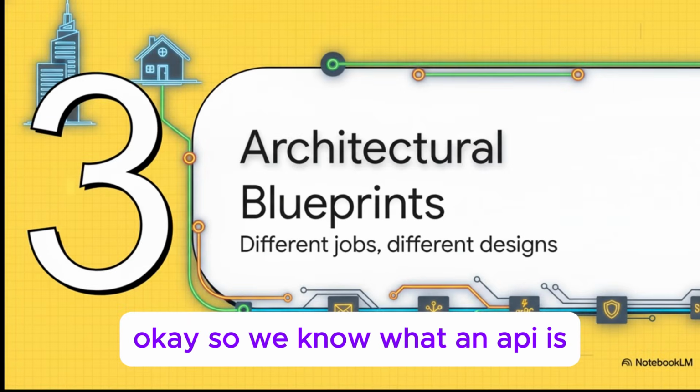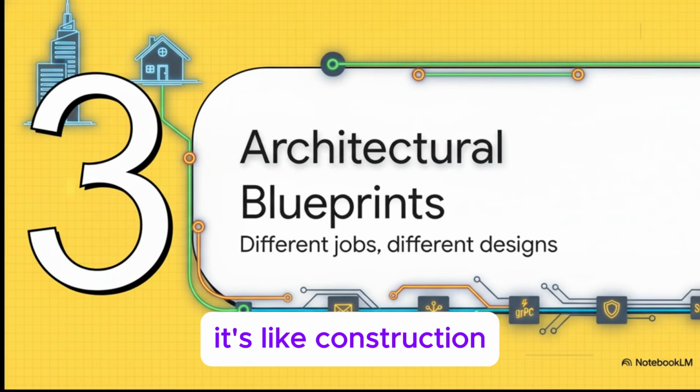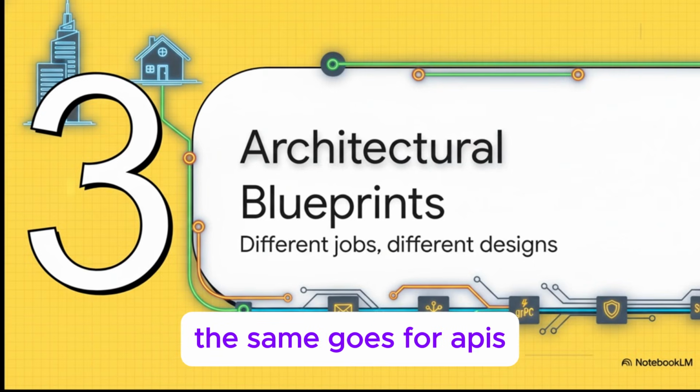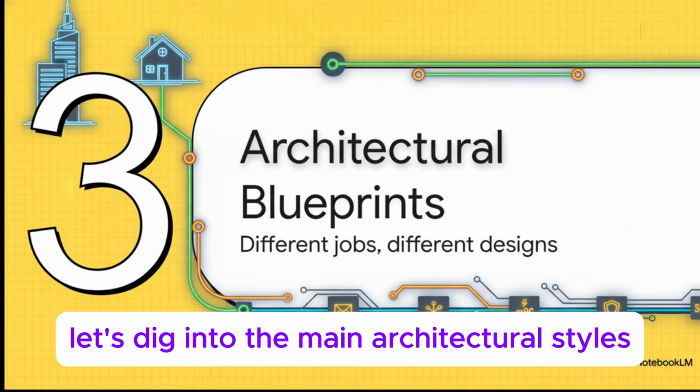Okay, so we know what an API is, but they are not all created equal. It's like construction. You wouldn't use the blueprint for a skyscraper to build a tiny house, right? The same goes for APIs. Different jobs require totally different designs. Let's dig into the main architectural styles.